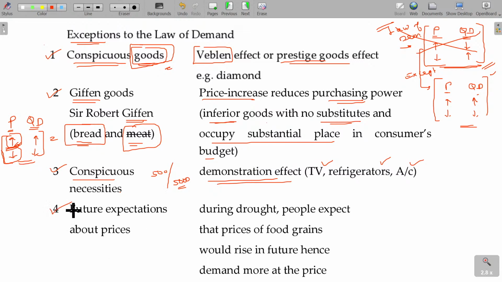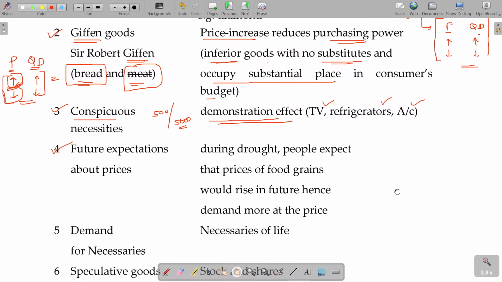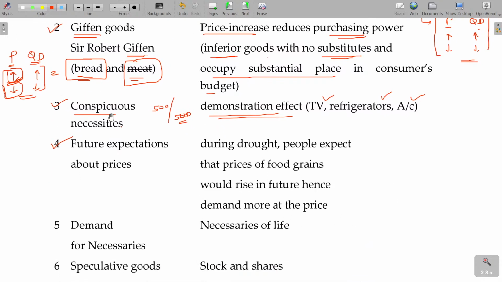Apart from that, we have some other reasons. Future expectation about the price. For example, during drought, the situation is drought. We don't have rain and are running short of water, and definitely harvesting is not possible. We cannot grow more paddy.